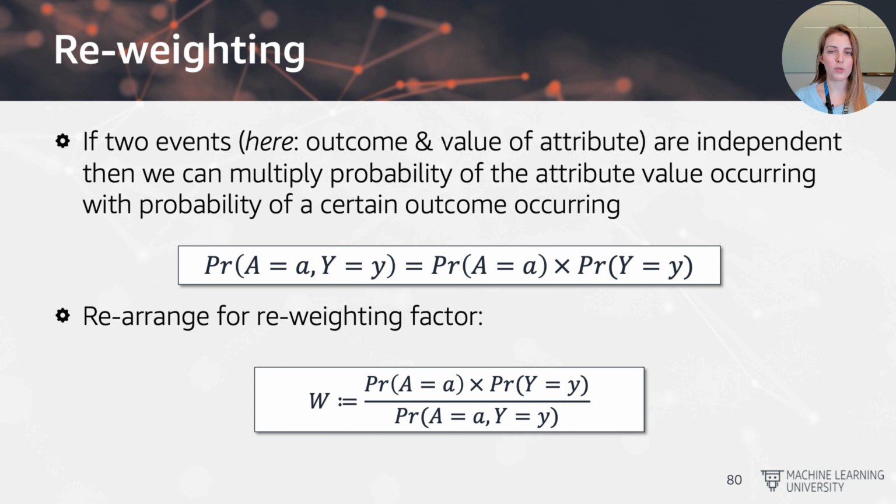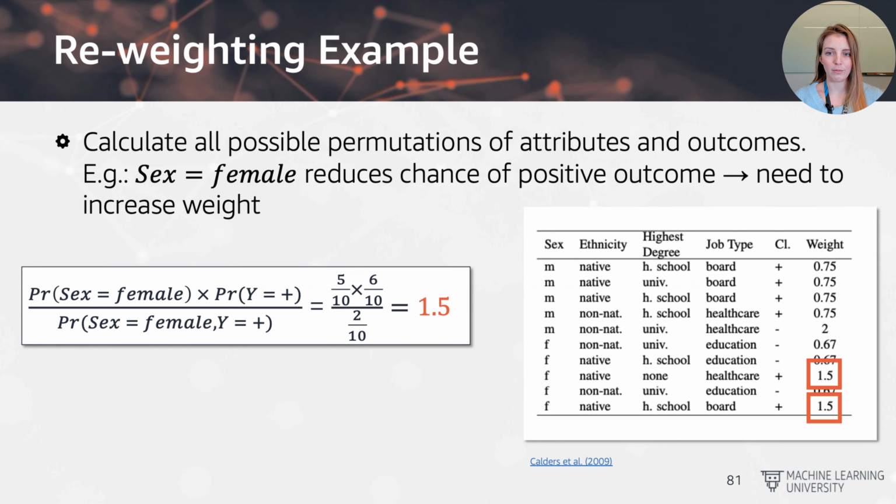And if those two are truly independent, and this follows from some basic probabilities, well, then we can take the individual probabilities, so the probability of belonging to a certain group, times the probability of having a certain outcome. If we now rearrange the equation, we get a weighting factor, and this weighting factor is now going to be the probability of belonging to a group times the probability of having a certain outcome divided by the probability of having a certain outcome and belonging to a certain group. And we'll see this calculated in the next slide.